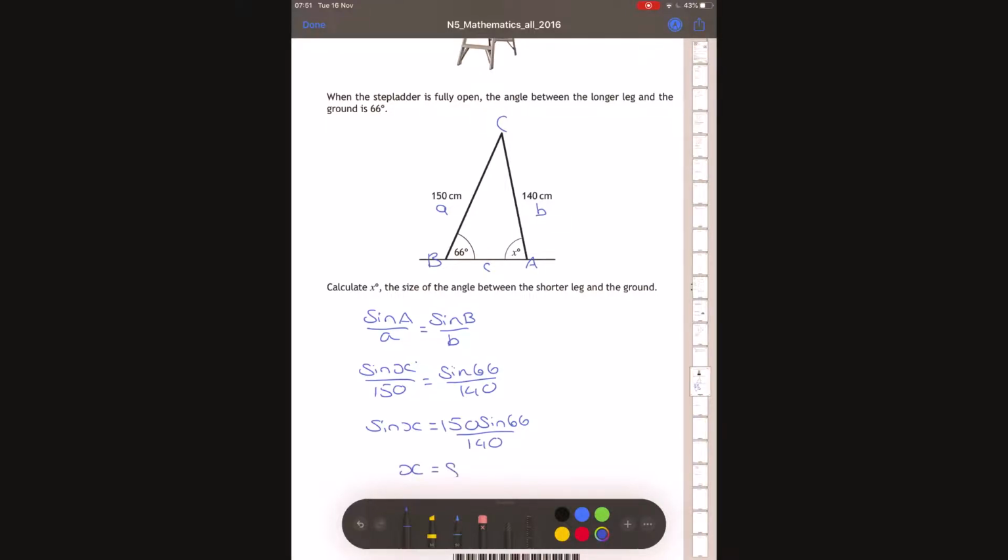Do then sine -1. You can just write this whole thing, do inverse sine of this whole thing to save you having to write out a bunch of numbers.